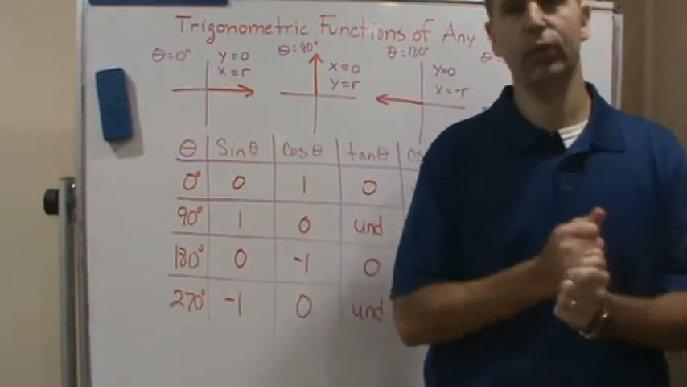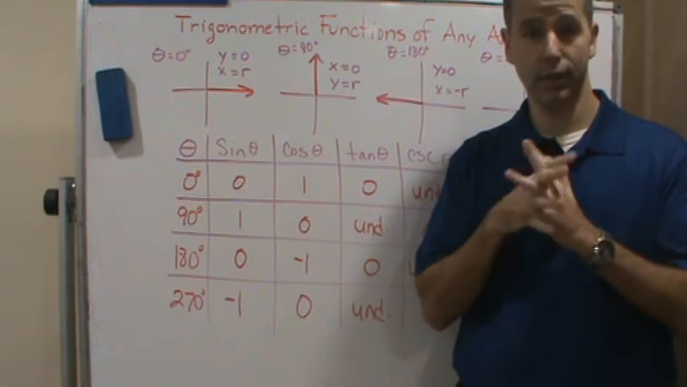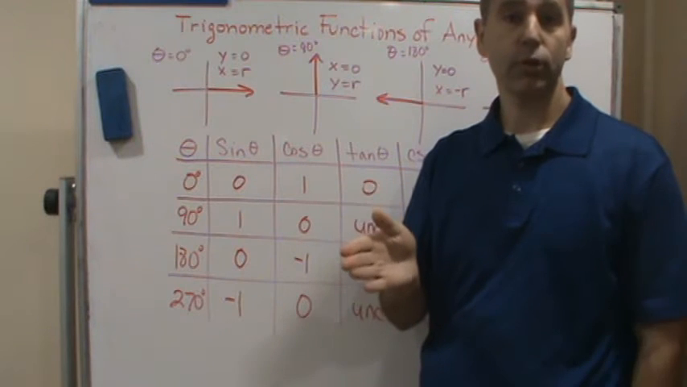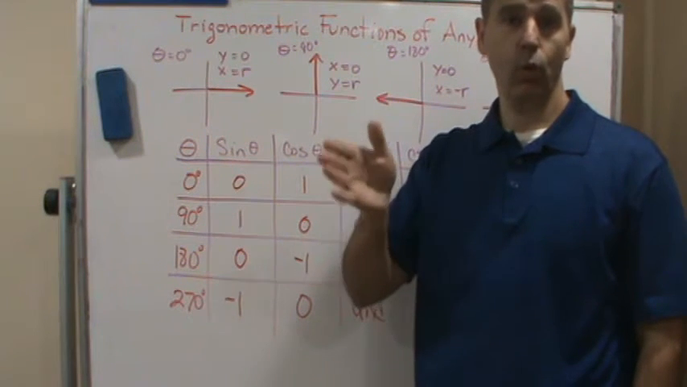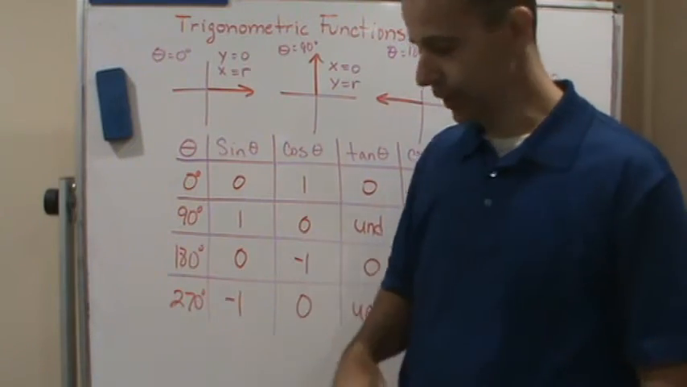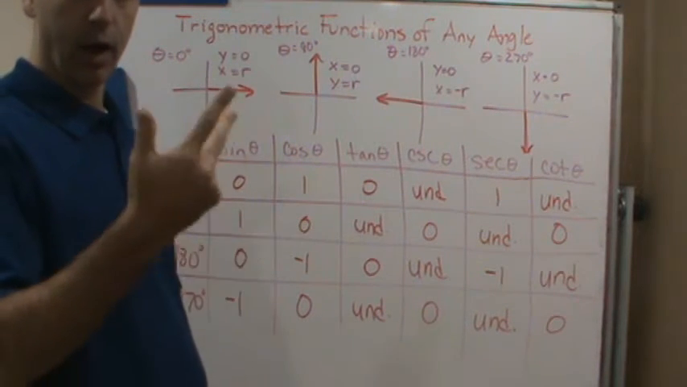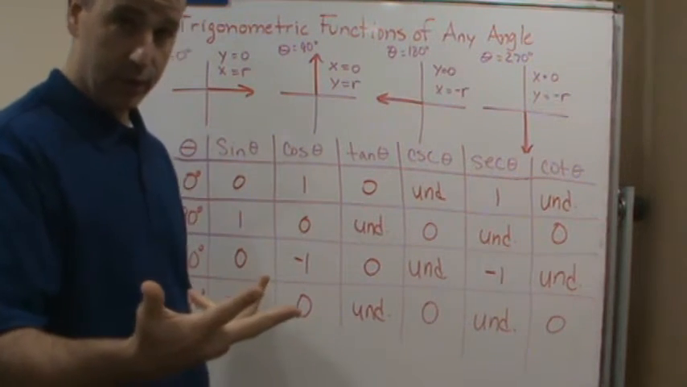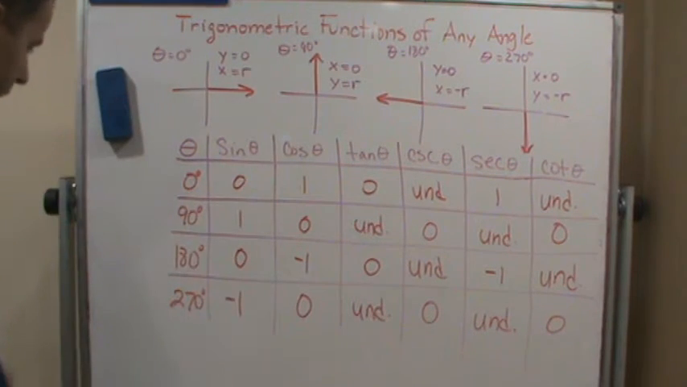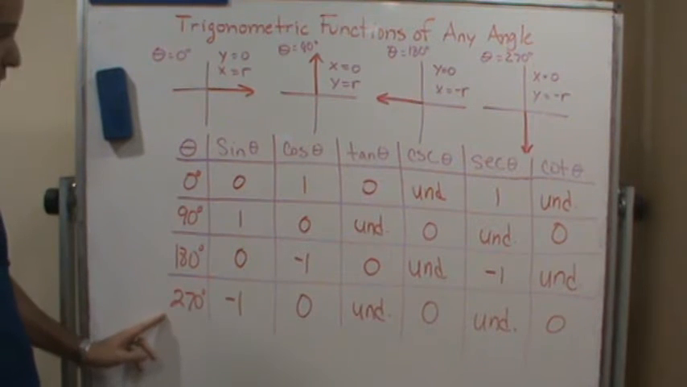Okay, so welcome back. The only thing we haven't talked about really so far is the quadrantal angles. Remember, the quadrantal angles are the angles where the terminal side lands on either the y-axis or the x-axis. That's going to be your 0 degrees, 90 degrees, 180 degrees, 270 degrees, and 360 degrees, which is the same as 0. We're going to look at all four of these angles: 0, 90, 180, and 270.